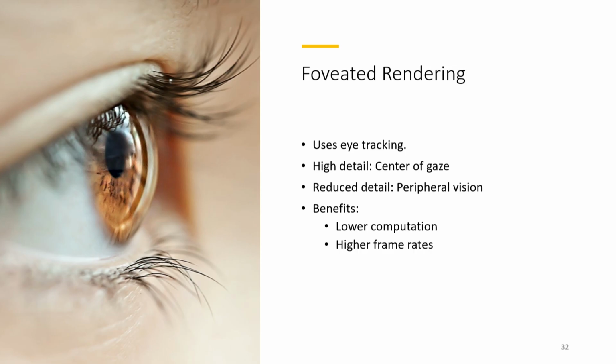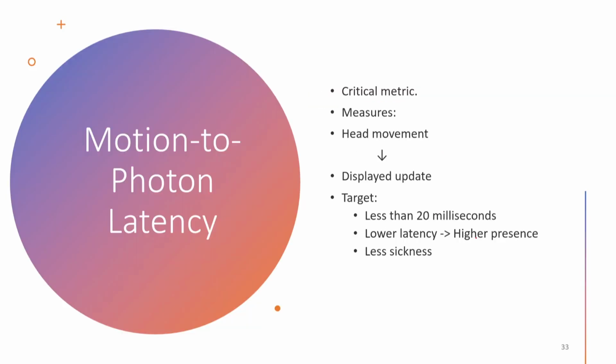Typically, we will go for what is known as foveated rendering, which uses eye tracking, and it shows you high detail at the center of the gaze and reduced detail in your peripheral vision. Foveated rendering reduces the computational effort that is needed and also provides you with higher frame rates.